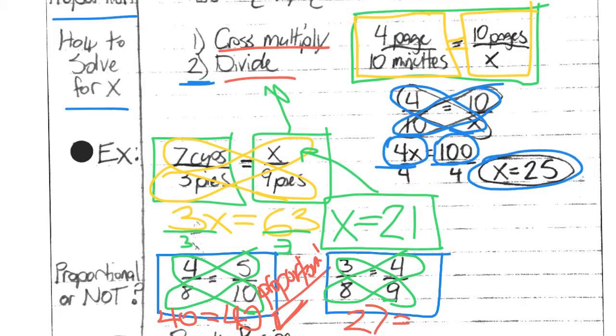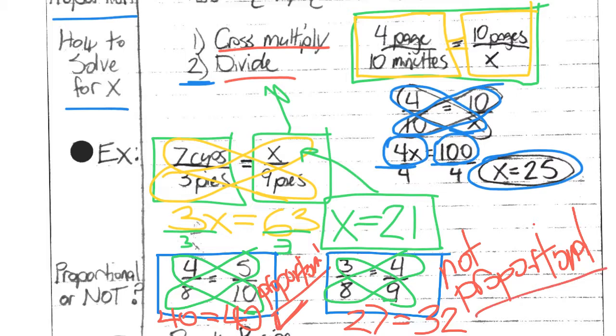8 and 4: 8, 16, 24, 32. I get 32 on that side. So right now we have 27 equals 32. Now those are not the same numbers, so they aren't equal. So these ratios are not proportional, if they were to ask me. Nope, because they don't have the same number, not proportional. So just go ahead and cross multiply if you ever want to check that.